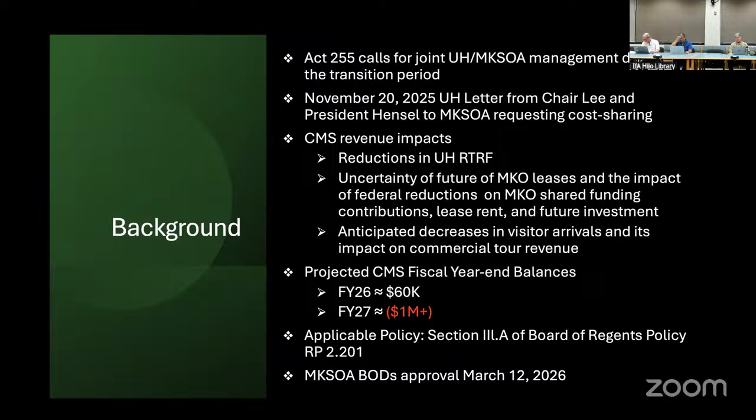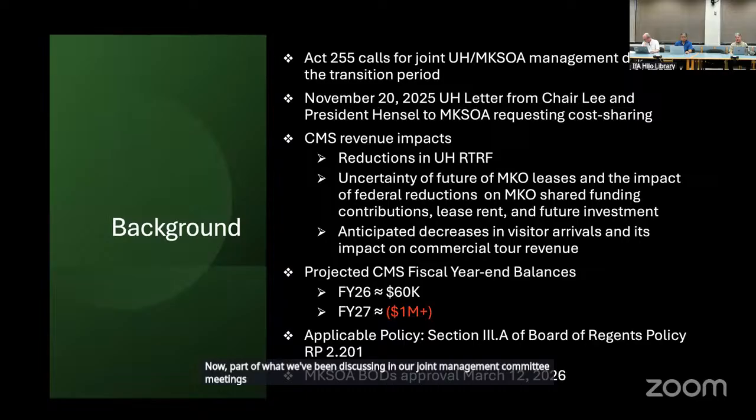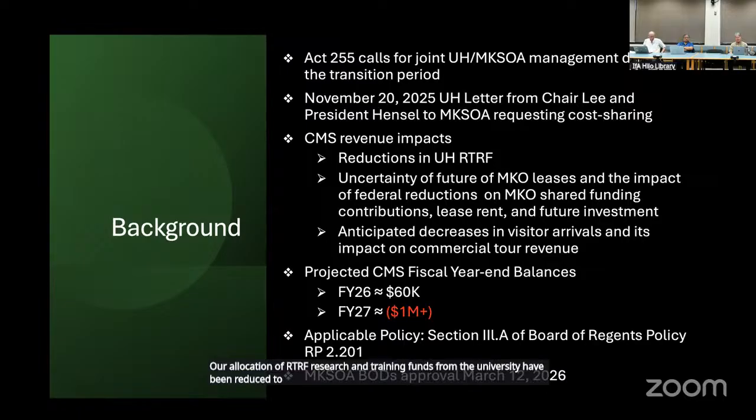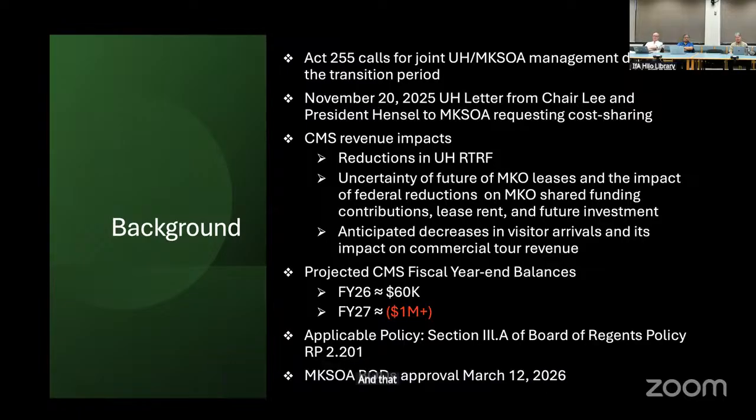Now, part of what we've been discussing in our joint management committee meetings is the impact CMS is now experiencing because of the reduced revenues, which we've reviewed with you folks before. But as you know, our allocation of RTRF, research and training funds from the university, has been reduced to zero. And that ranged anywhere between $500,000 and $1 million a year. That helped to sustain and fill the gaps in our operations.